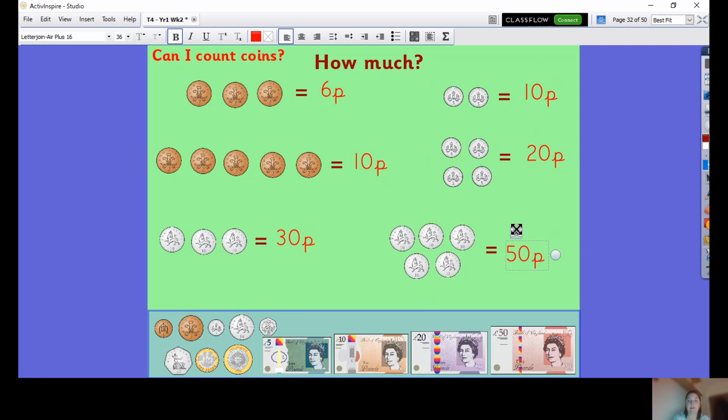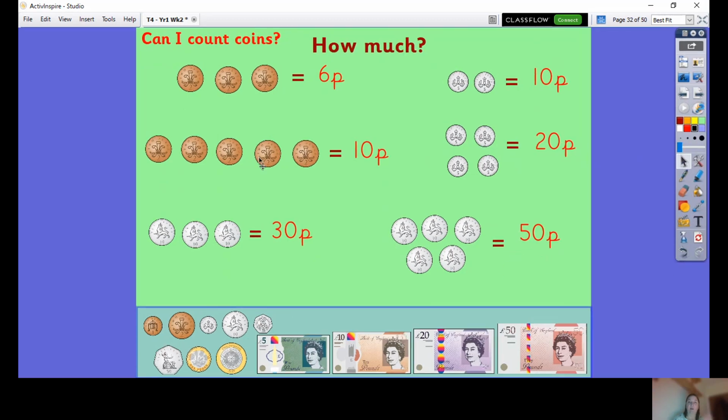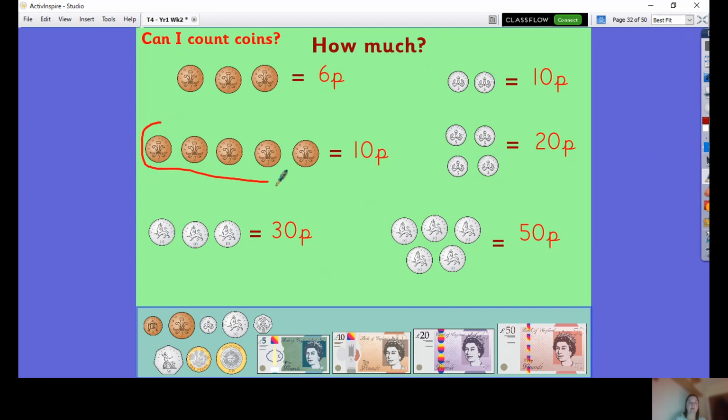50 pence. Okay, so I'm just going to pause here a minute because I'm going to get us to have a little look. If you notice, I've got 1, 2, 3, 4, 5 2p's, and that makes 10 pence there. And then I don't know if you notice, is there another 10 pence where the other coins added together made 10 pence? Yes, up here. So we've got 2 5s, a 5p and a 5p also make 10p.